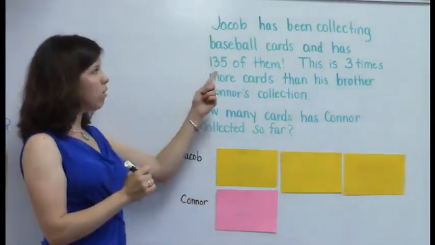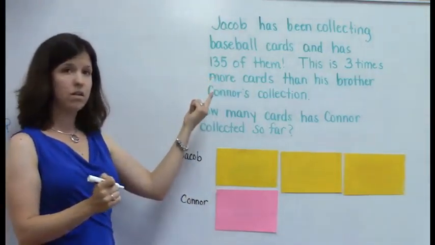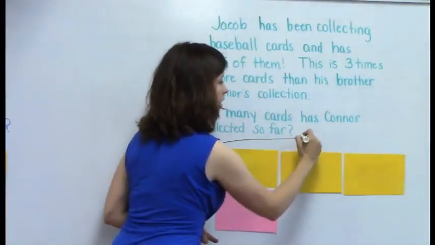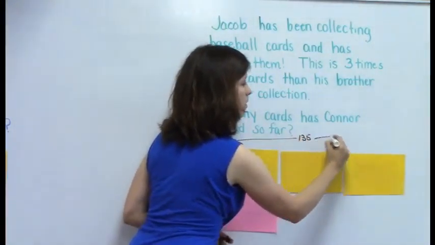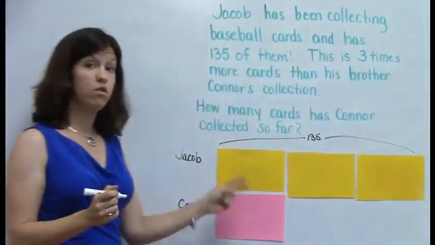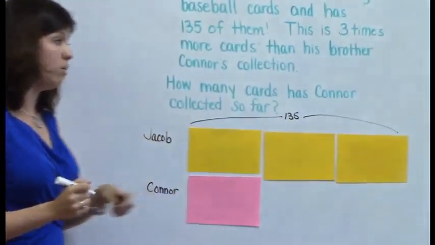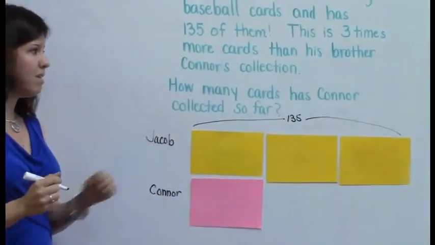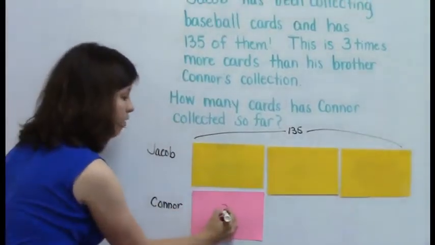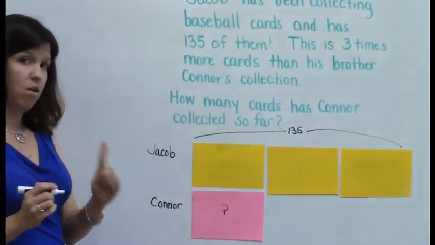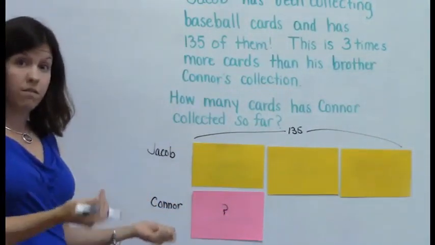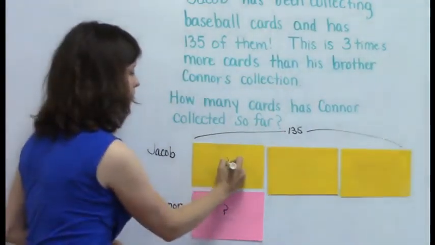But this time we know how many cards that Jacob has. So in my model, I'm going to label that as the total. We know that it's 3 times more cards, and that's why we've used 3 blocks in Jacob's bar, but what's missing is the value of Connor's cards. So in this case, the value of just one block is unknown. And I can use either a question mark or a letter as a variable to represent that.